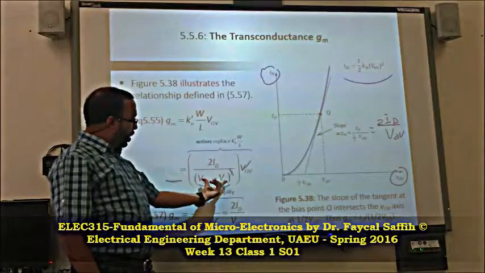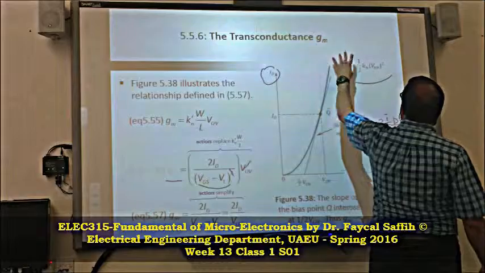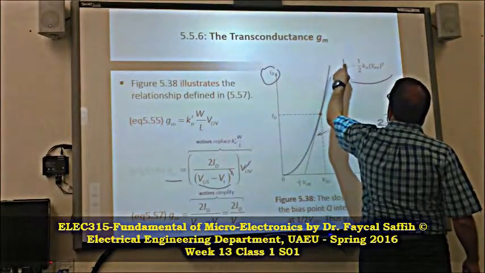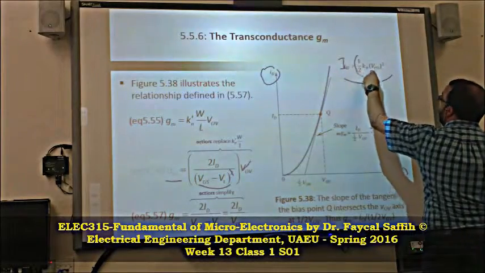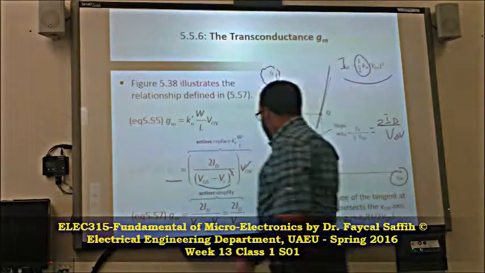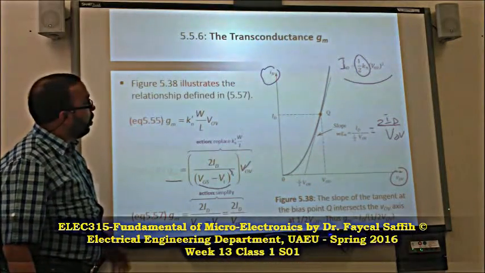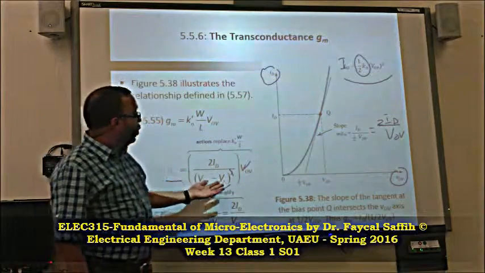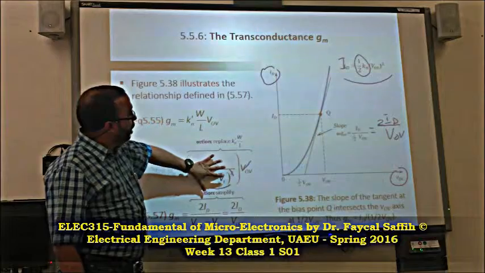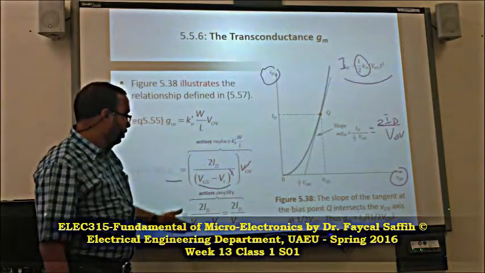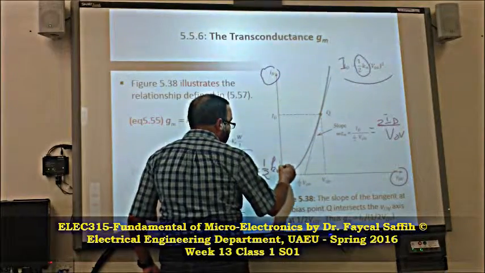We know this because this term is inside ID. In DC, we have to use the DC ID. So ID divided by the overdrive square is actually this term. So that's ID divided by this square, and we can say it's half of Kn times the overdrive. Half Kn times the overdrive.